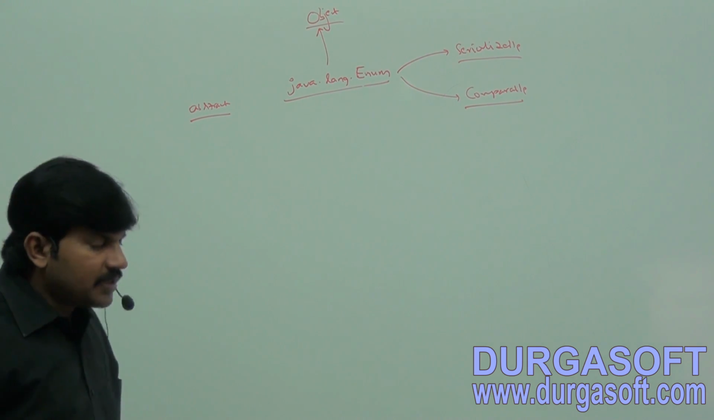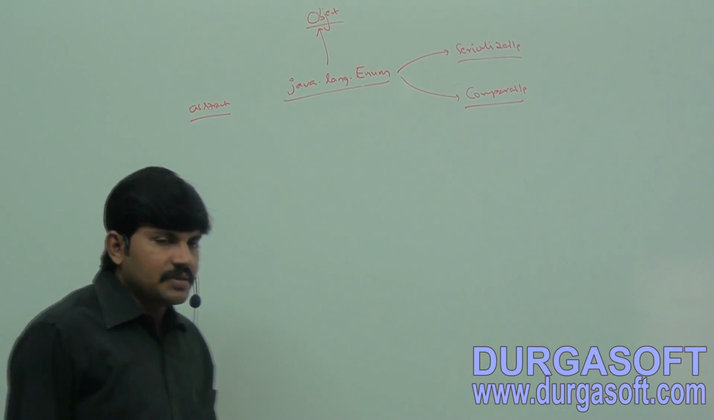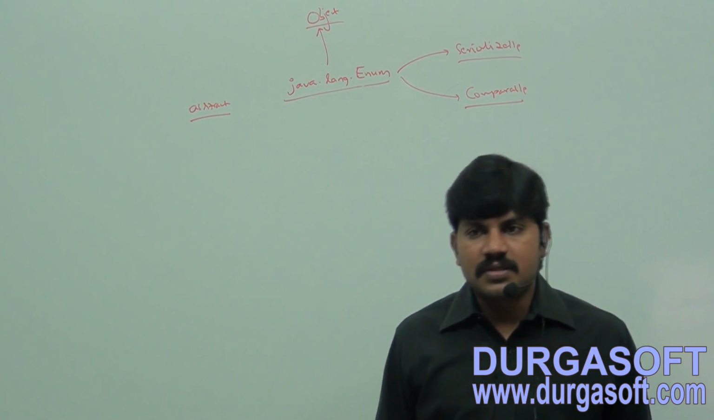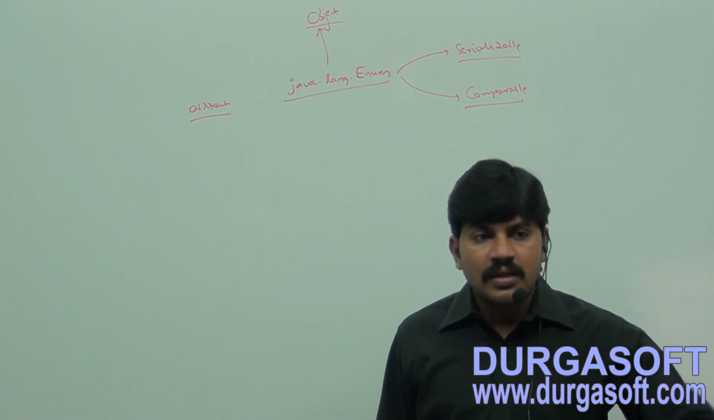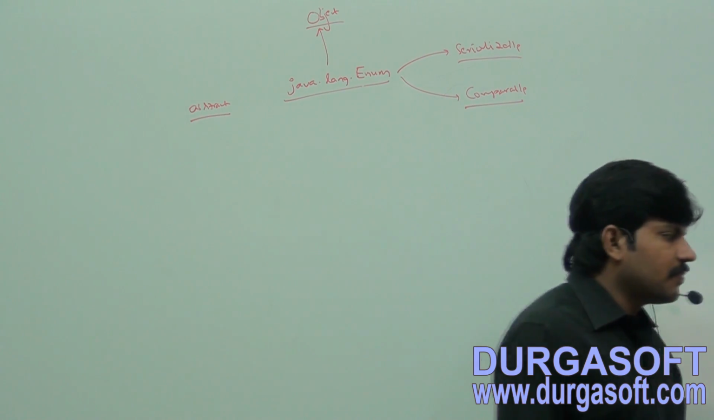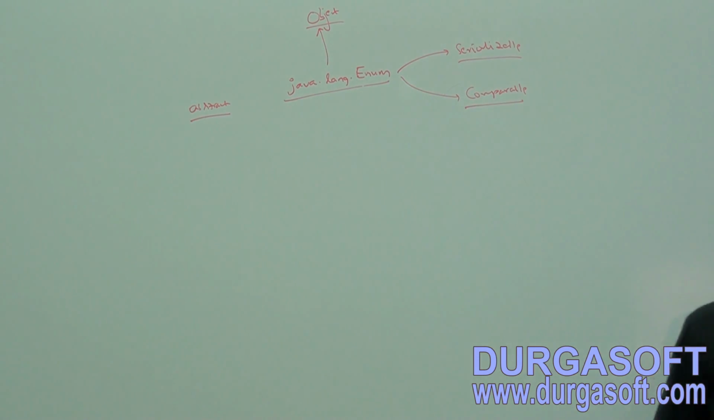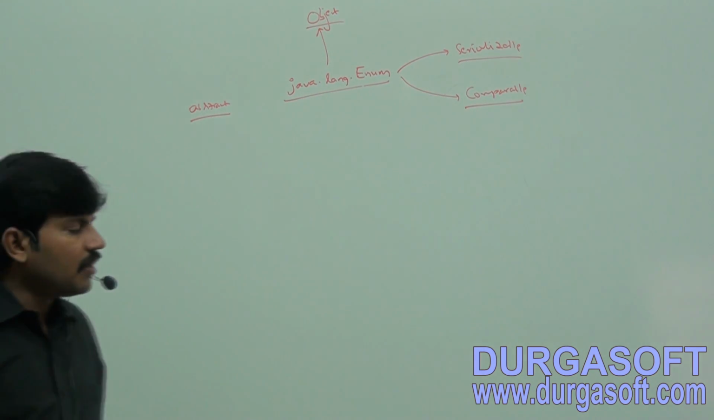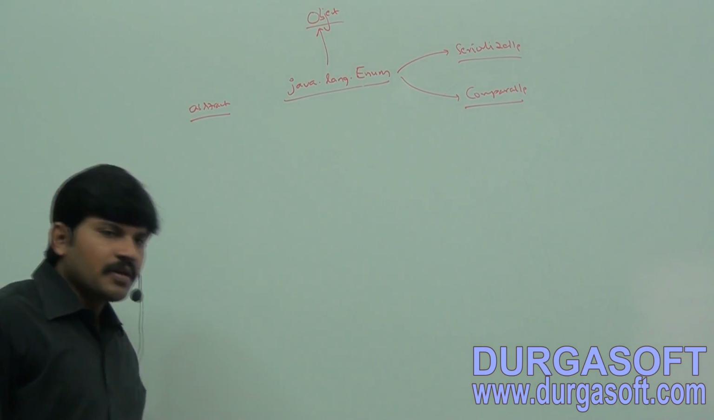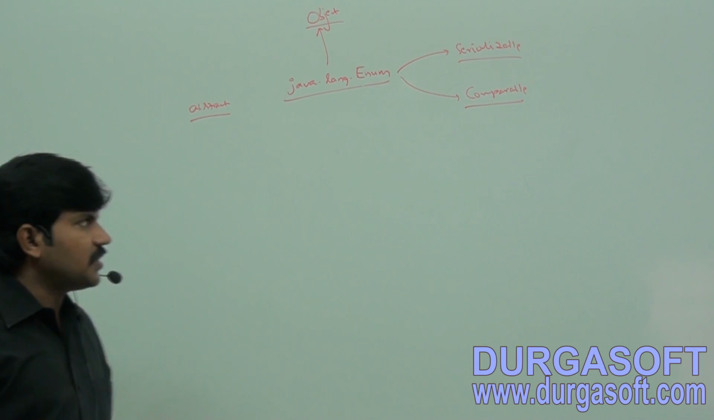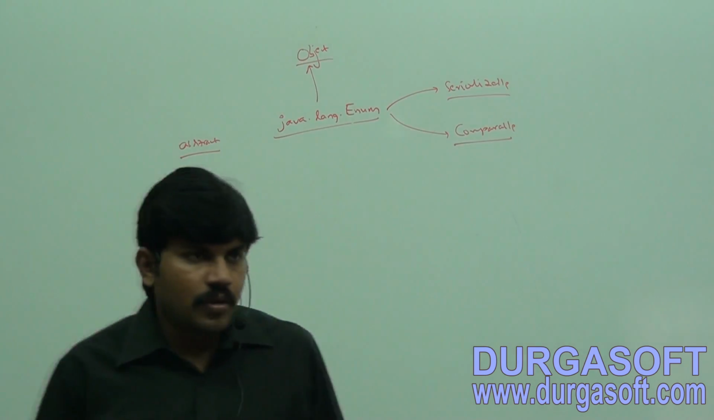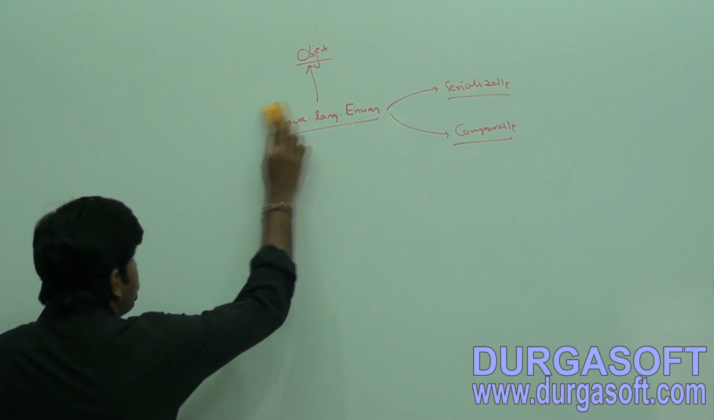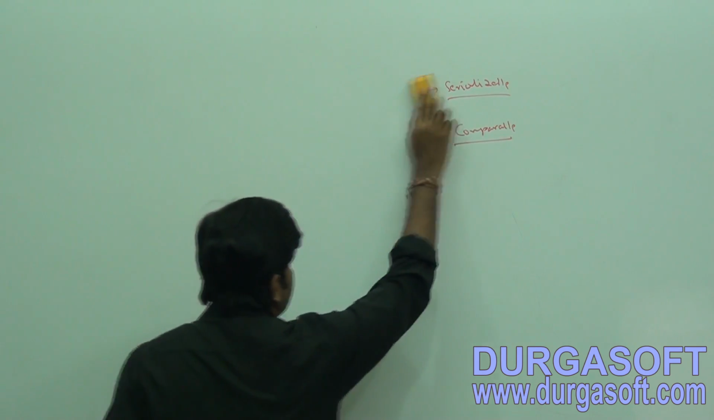Next, it implements serializable and comparable interfaces. That's all. So up to this we covered what is java.lang.enum. Next, enum versus inheritance concept.